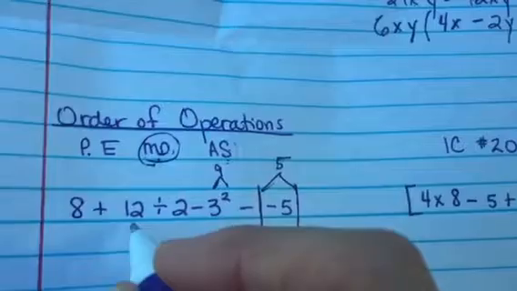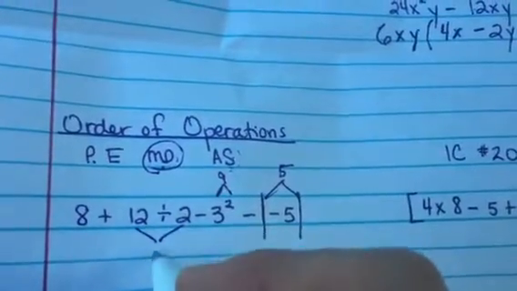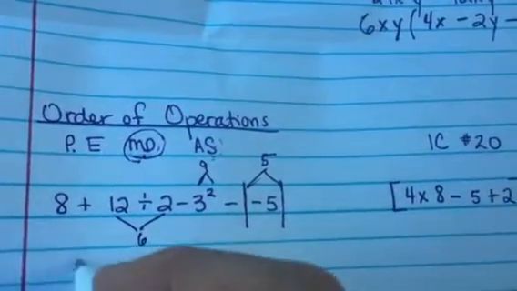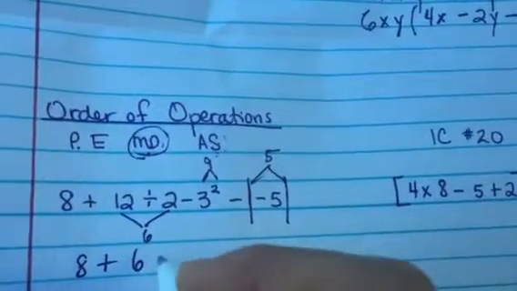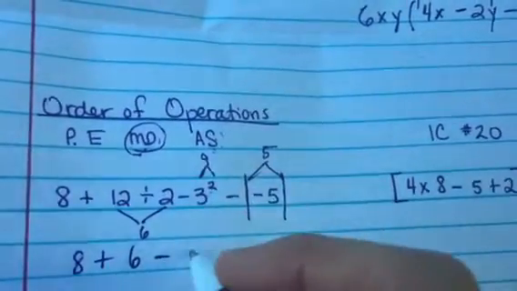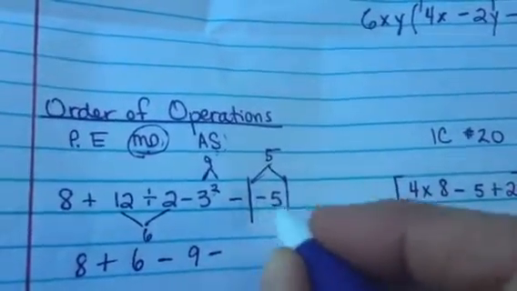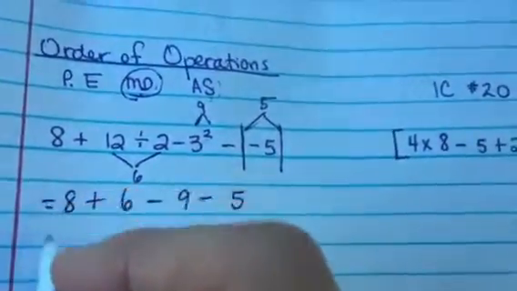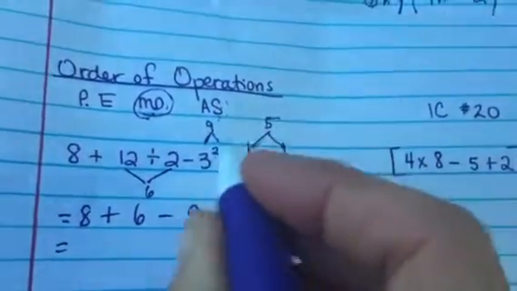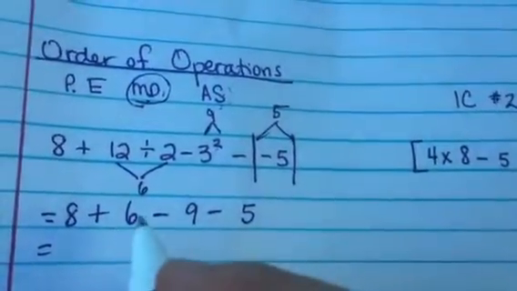And then I'm going to obviously divide. So 12 divided by 2 is 6 right there. So I have 8 plus 6 minus, we did 3 squared is 9, minus the absolute value of -5 is 5. You can use your calculator. Okay, just make sure you give me at least some of this little work here. But 8 plus 6 is 14.